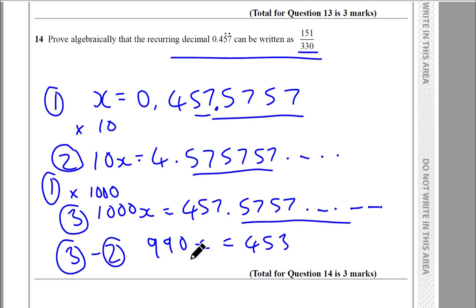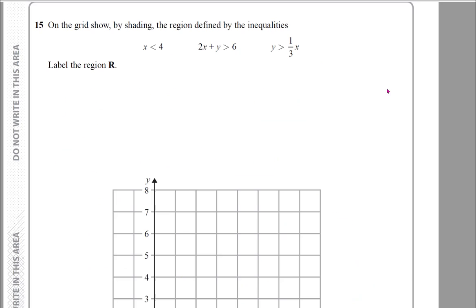So you can see x is going to equal 453 divided by 990, and that simplifies to 151 over 330, and that's your 3 out of 3 marks right there. Now on to question 15.